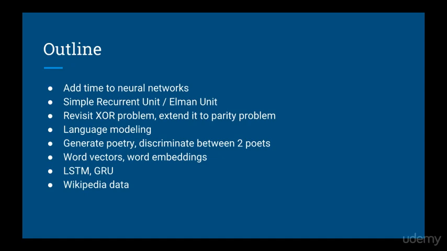Another popular application of neural networks for language is word vectors or word embeddings. The most common technique for this is called word2vec, but I'll show you how recurrent neural networks can also be used for creating word vectors.